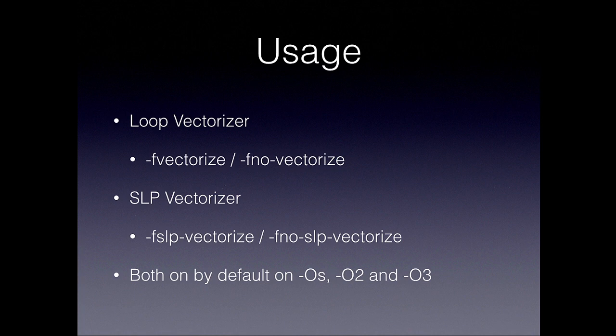So we disable some of the features of the loop vectorizer. On O2 and O3, we try as hard as we can to vectorize. And if for some reason you want to disable vectorization, then you can use -fno-vectorize, or -fno-slp-vectorize, or -fvectorize to enable it back.